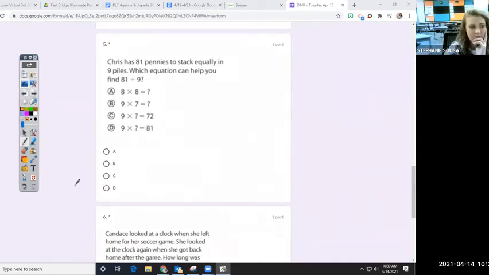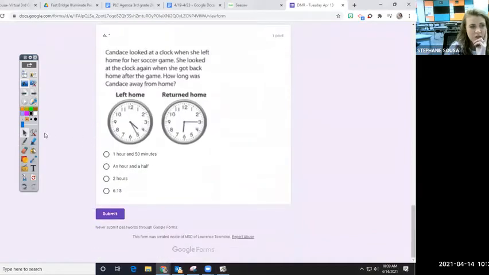Now we're to the final question. Candace looked at a clock when she left home for her soccer game. She looked at the clock again when she got back home after the game. How long was Candace away from home? Well, we're going to look at our hour hand. Our hour hand is after the 4. It is not yet to the 5, so it is in the 4 o'clock hour. Our minute hand is at the 5, 10, 15, 20, 25. It is 4:25. Oops, I wrote 4:24. 4:25. Okay, so start time is 4:25.